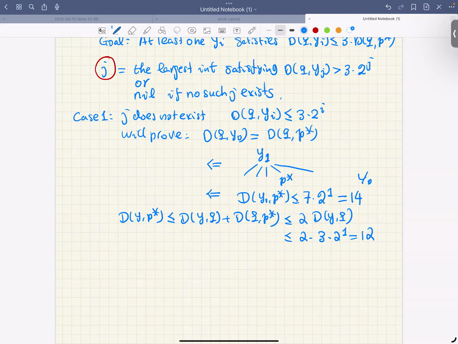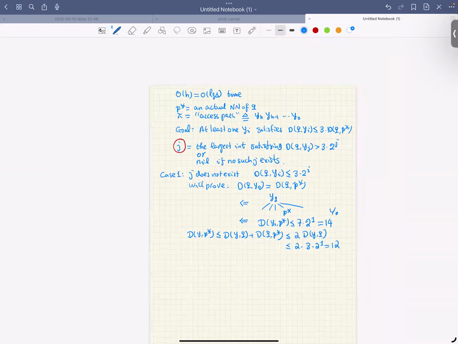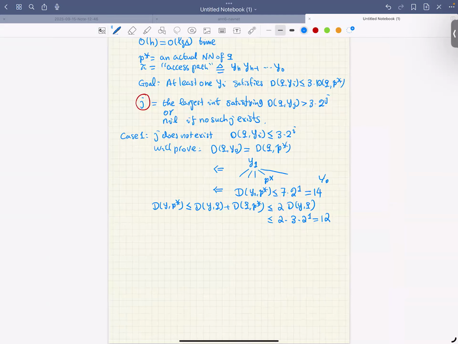So now I have proven that this P star must be a child of Y1. And you told me you accessed Y1, and therefore the algorithm must have seen P star during its execution. Therefore, you must be able to return an exact nearest neighbor. So this is the case where this point is properly covered at every single level.